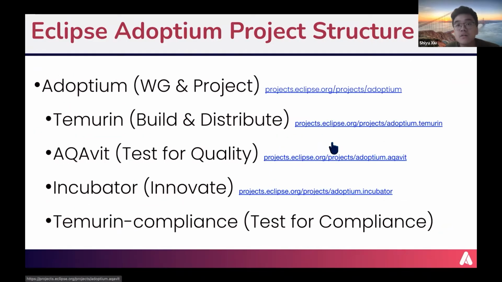Now I'm talking about the project structure of the Eclipse Adoptium. It consists of 4 parts: the first one is Temurin, the second one is AQAvit, the third one is Incubator, and the fourth one is Temurin Compliance. We are mainly focused on AQAvit.